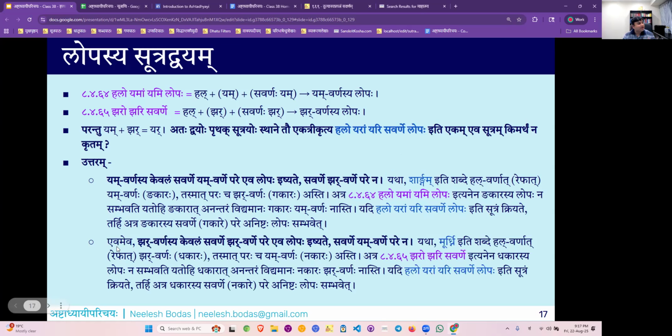And similarly, other type of example also you can give. Murdhni, ra, dha, na, murdhni. Jharo jhari savarne cannot kick off the middle dhakara, because even though that dhakara is jhara, na is not jhara. Similarly, halo yamam yami lopaha cannot be used because dha is not yam.